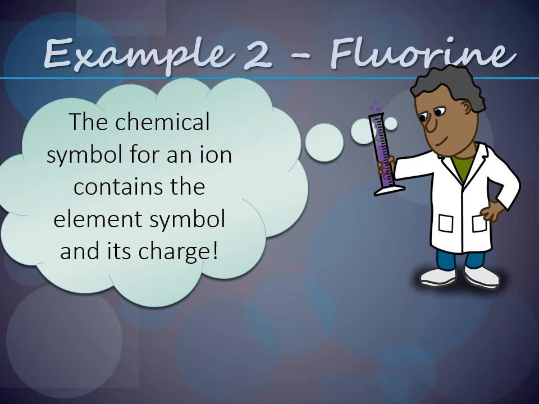And remember, the chemical symbol for an ion contains the element symbol and its charge, which means fluorine is going to have a -1 charge. You don't have to write the 1, so the negative symbol reflects it.